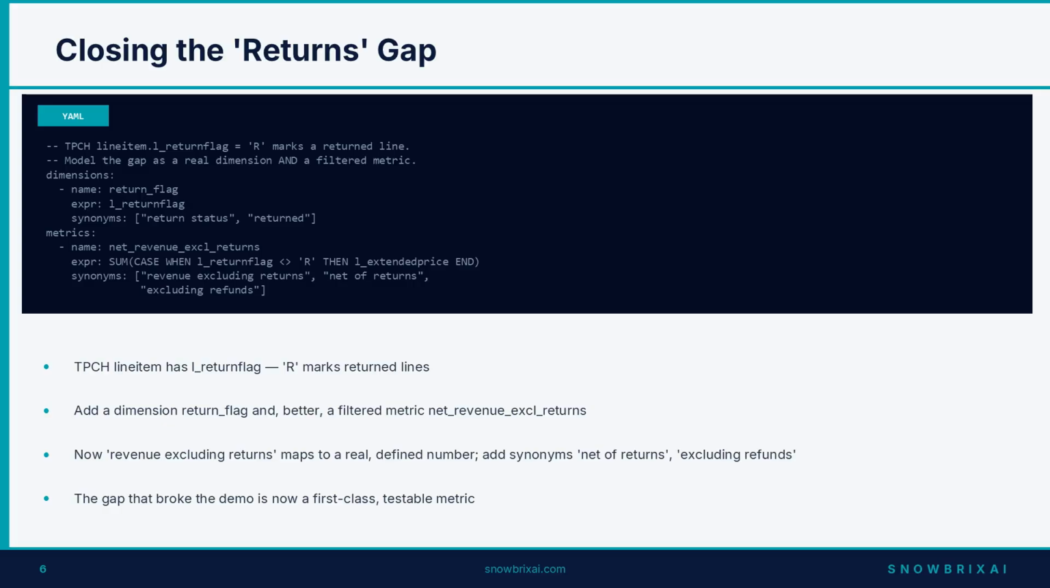Now, the gap that broke the demo: TPCH lineitem already has a return flag. The letter R marks a return line. So we model the gap as two things: a dimension, return flag, with synonyms like return status and returned, and better, a filtered metric, net revenue, excluding returns. Its expression sums extended price, but only when the return flag is not R, and we give it the synonyms that match how people actually asked: revenue excluding returns, net of returns, excluding refunds. Recreate the view with that metric included. And now the question that silently failed maps to a real defined number. The gap is a first-class testable metric.